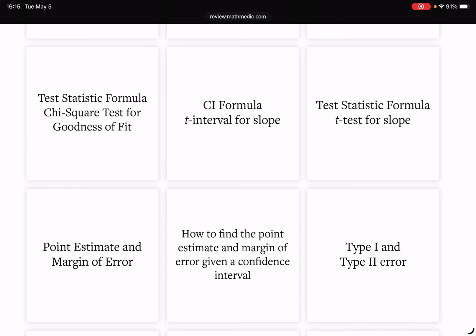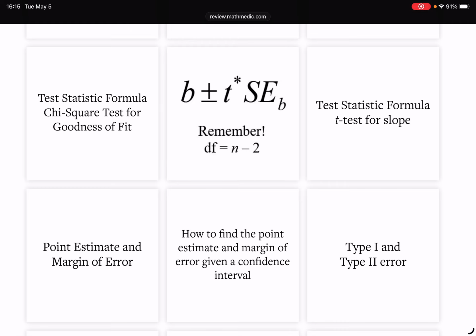Confidence interval formula for a t interval for slope. Okay, this is important to remember because sometimes you may not be given all the information, but instead a computer output of all the data. So remember, b is your slope plus or minus t star times the standard error of b. Standard error of b is going to be if given that computer output on that table.